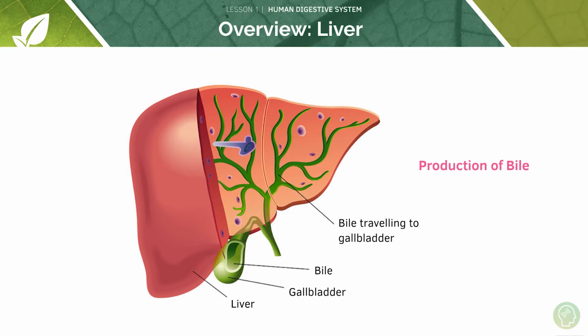The liver produces bile, and bile emulsifies lipids. Lipids is just another term for fat. So bile emulsifies the lipids, breaking them into smaller fatty droplets and aiding their absorption. And we'll look at that in a bit more detail in a while.